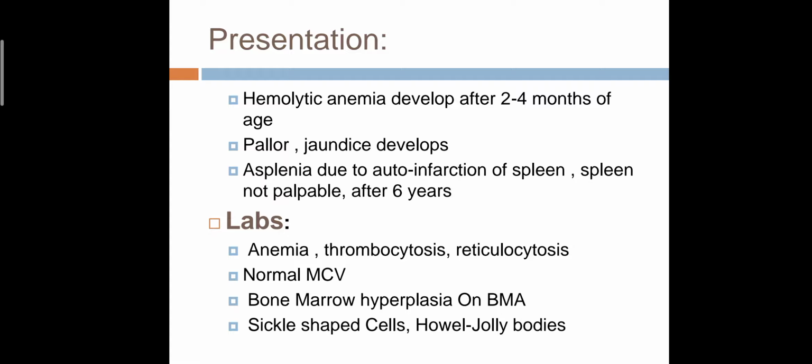And what diagnostic evaluation can we do? To know the anemia and thrombocytosis, you can go for a blood test, normal MCV, bone marrow hyperplasia on bone marrow aspiration, sickle cells or Howell-Jolly bodies. These are the diagnostic factors. Through that we can find out that the baby is having sickle cell anemia.